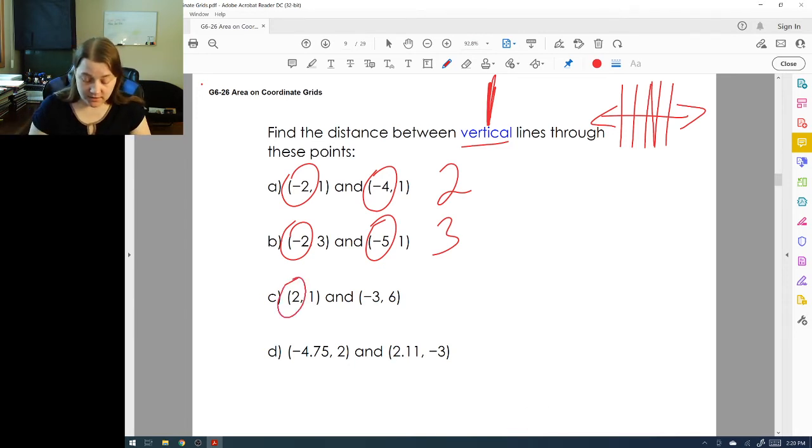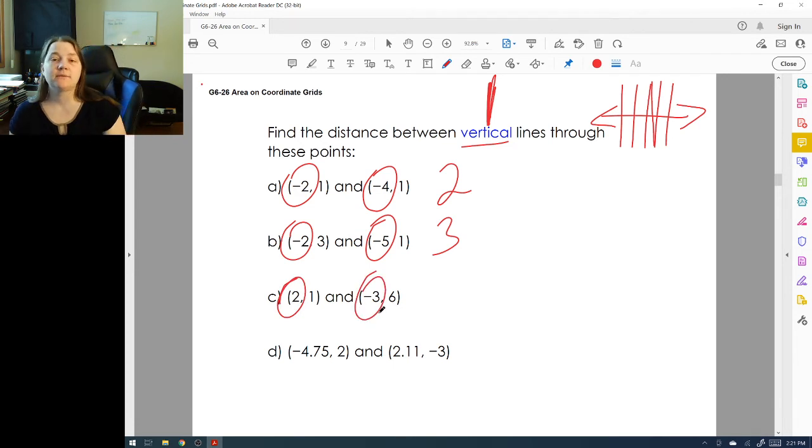If I look at letter C, 2 to -3, these are on 2 different sides of 0, which means I'm going to add the distance from 2 to 0, which is 2, plus the distance it takes to go from 0 to -3, which is another 3 steps, which means that together we're going 5.